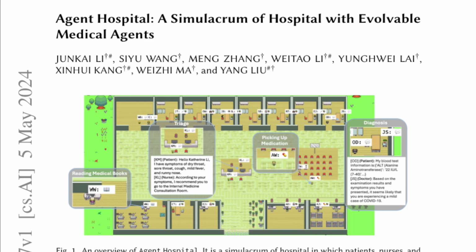Agent Hospital, a simulacrum of hospital with evolvable medical agents. Fig 1, an overview of Agent Hospital. It is a simulacrum of a hospital in which patients, nurses, and doctors are autonomous agents powered by large language models. Agent Hospital simulates the whole closed cycle of treating a patient's illness: disease onset, triage, registration, consultation, medical examination, diagnosis, medicine dispensary, convalescence, and post-hospital follow-up visit.